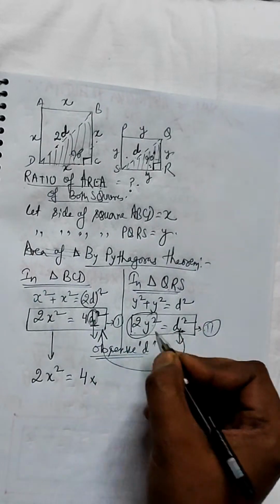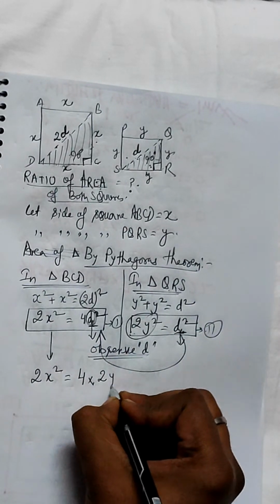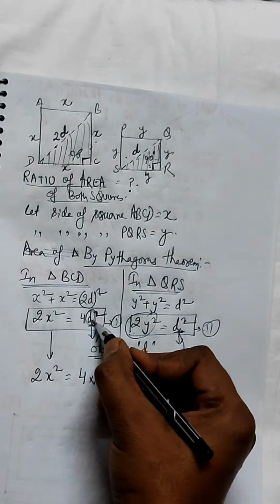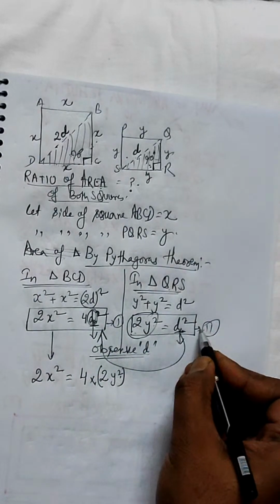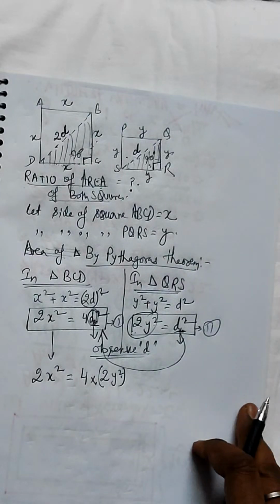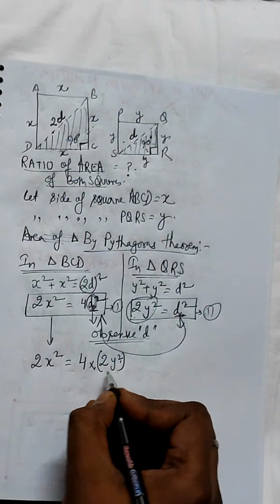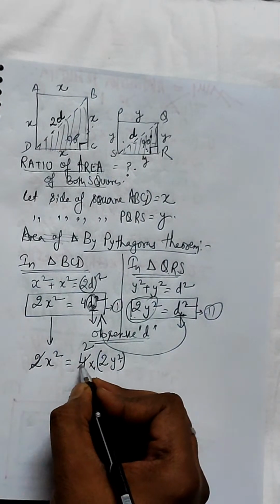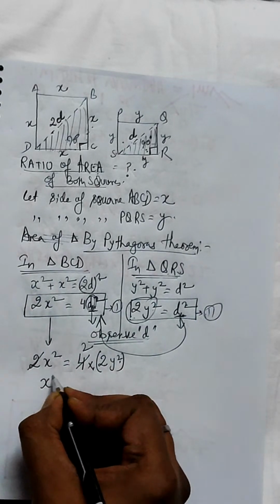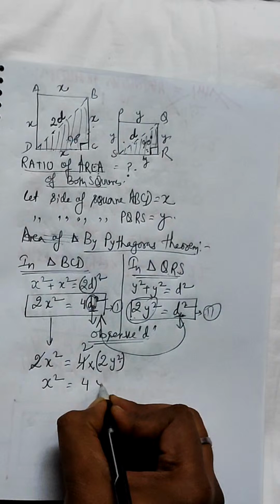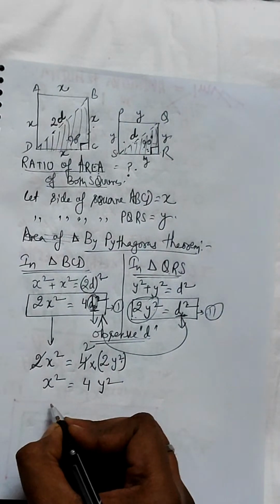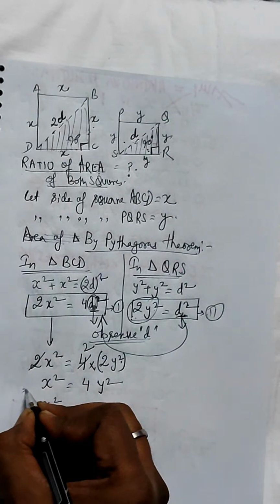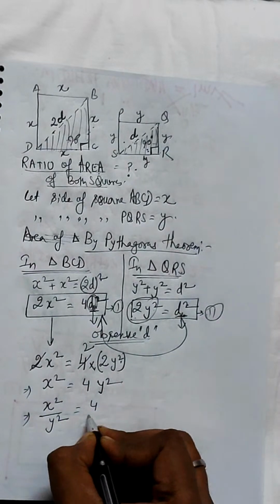So this is 2y square. Just simply put the value of 2y square over here, right? I just replaced the value of d square as 2y square by using equation number 2. Now you can see, 2 and 2 cancel out, 4 will be cancelled with 2. So x square is equal to 4 times y square, or we can say that x square by y square is equal to 4 by 1.